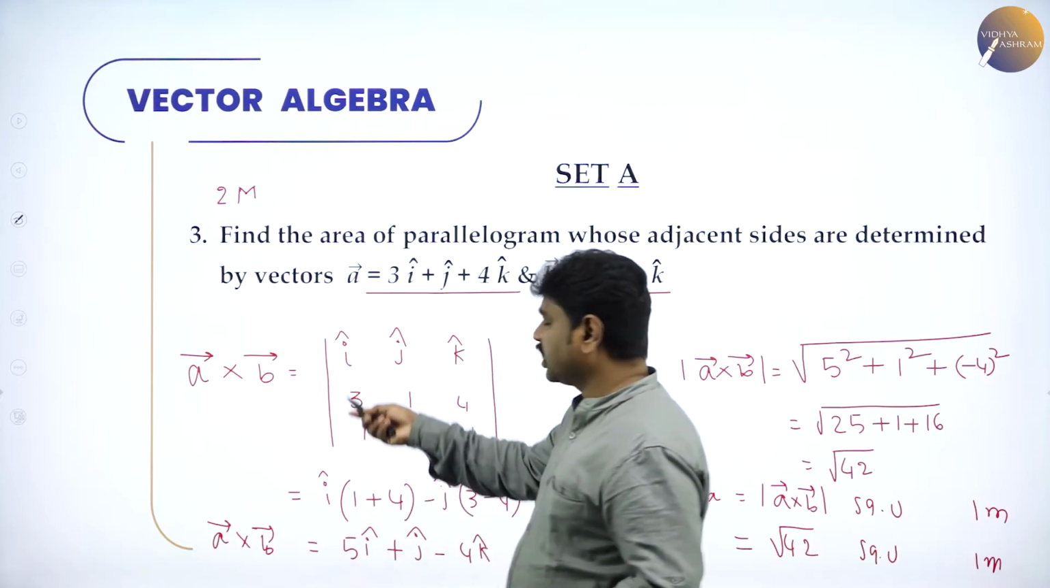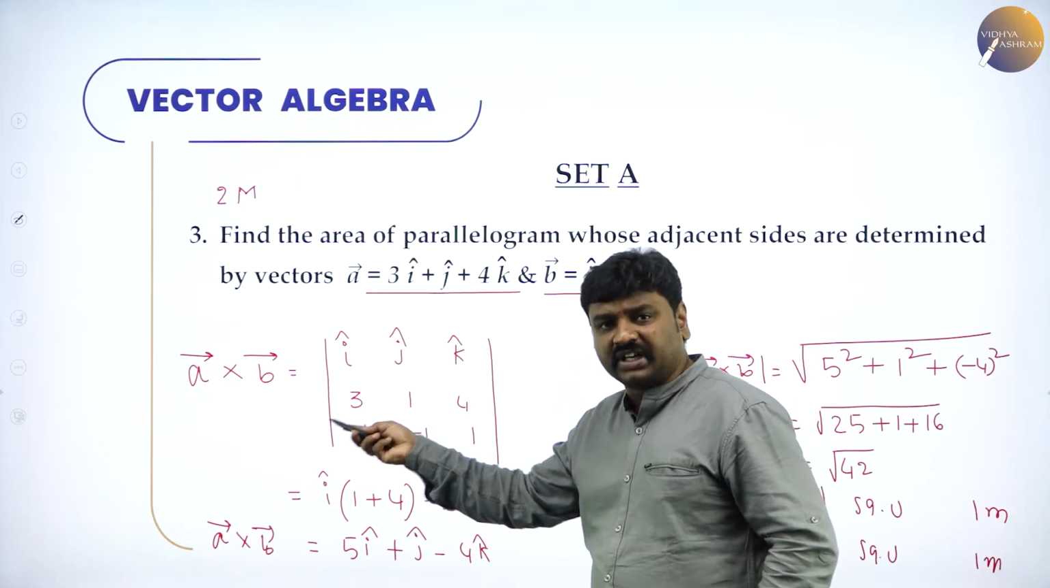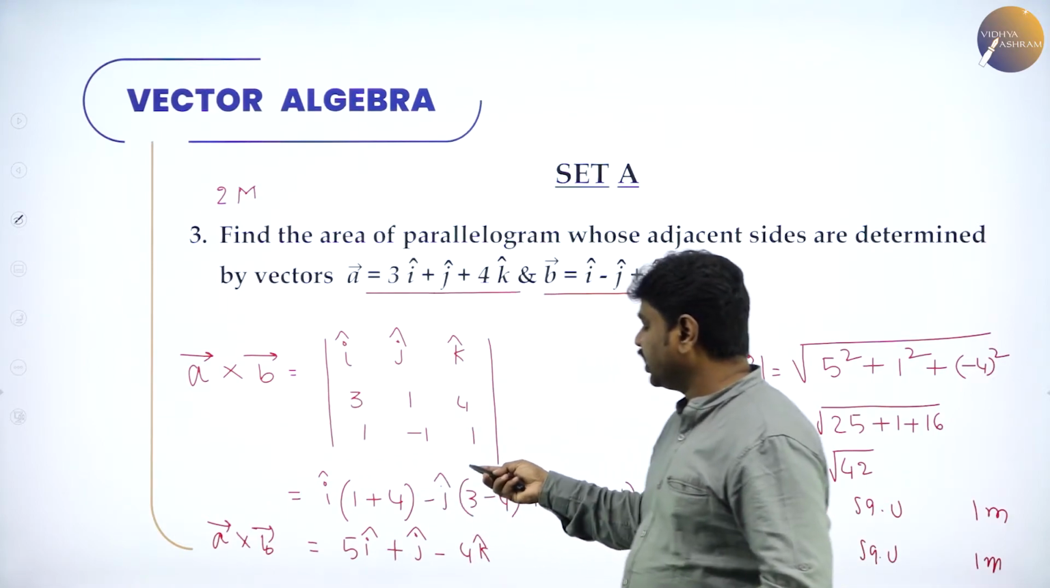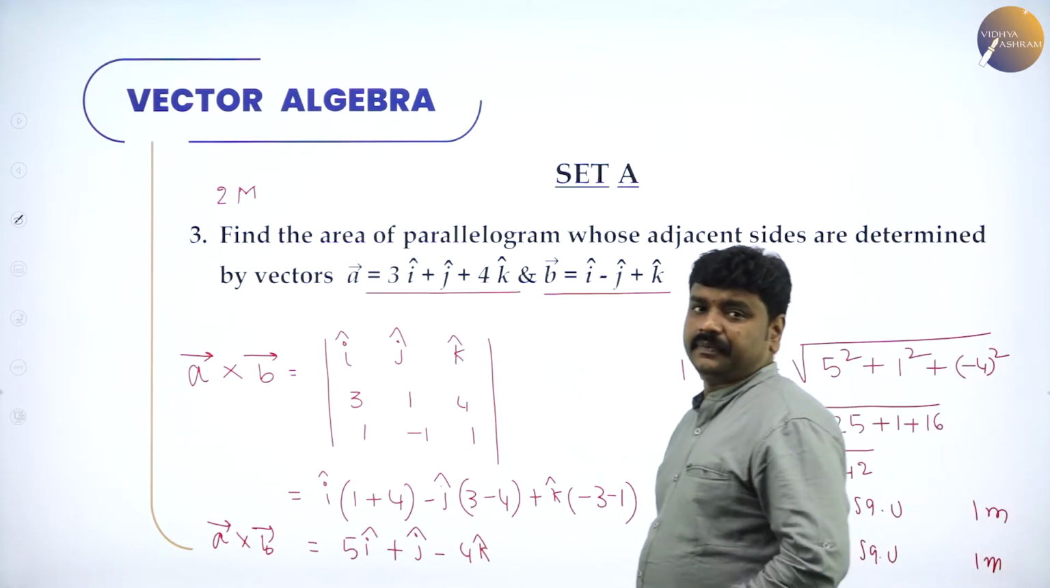How to find? First find A cross B. How to find A cross B? First row put i j k. Second row write the coefficients of vector A. Third row write the coefficients of vector B. Expand it. You'll get A cross B. Then find magnitude. Then you'll get area.